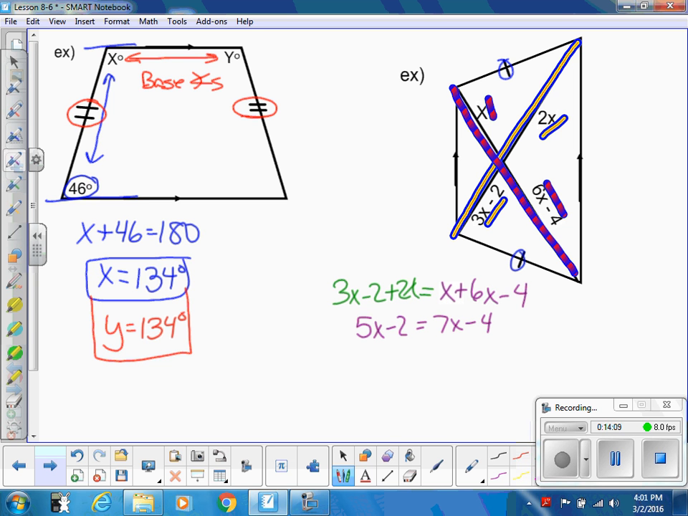I'm going to subtract the 5x over. That gives me 2x on the right. I'm going to add the 4 over. That's going to be positive 2 on the left. Divide by 2. And I get x equals 1. Okay?